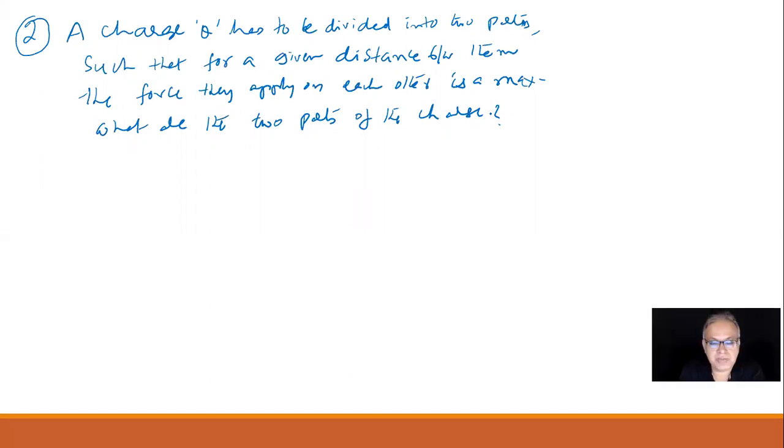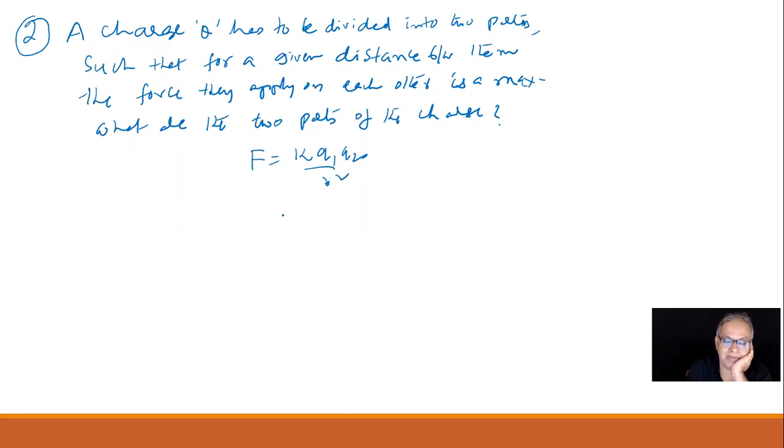A charge Q has to be divided into 2 parts, such that for a given distance between them, the force they apply on each other is a maximum. What are the 2 parts of the charge? It is such a simple question, but I'll still do it for you. You know, F equals, magnitude I'm writing. I'll write K here because there's no need of writing 1 by 4 pi epsilon 0 here. q1 q2 by R square we write.